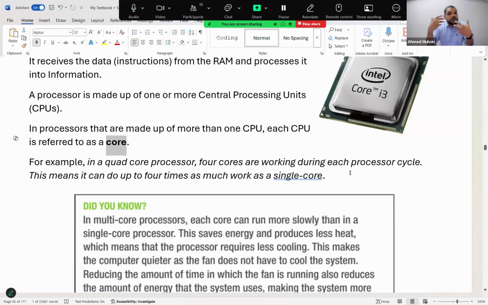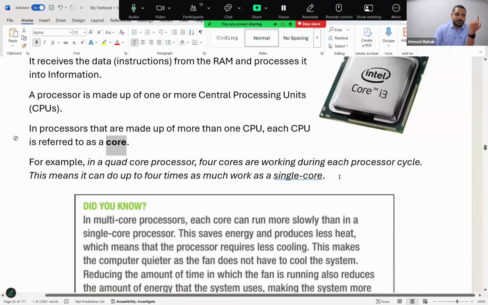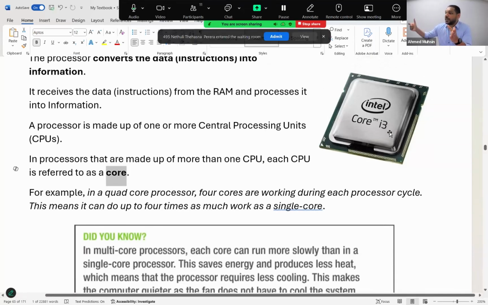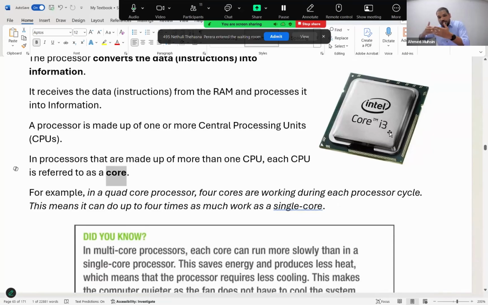So guys, how do we reduce the amount of heat produced? By increasing the number of cores. How do we decrease the heat produced by the processor? You use multiple cores. When multiple cores are used, what happens? The workload is shared by multiple cores. Then the amount of heat produced goes down. When the amount of heat produced goes down, the fan doesn't have to work so hard. Everybody okay with this?